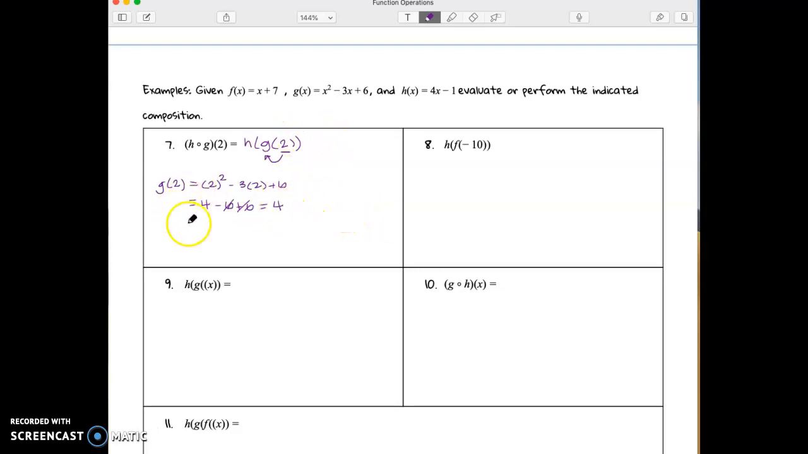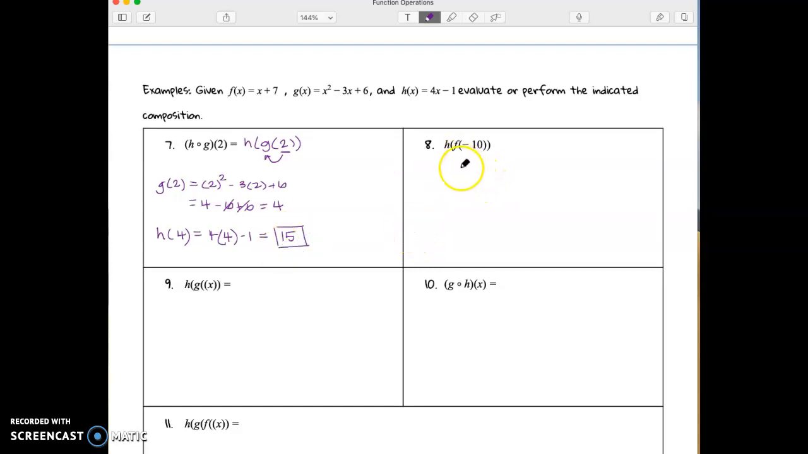So now that output becomes the input into function h. So I substituted because those two things are equivalent. And now we're going to take and evaluate function h with a 4. So I take the function rule, I substitute the 4 in place of all of the x's, and I get a single output.